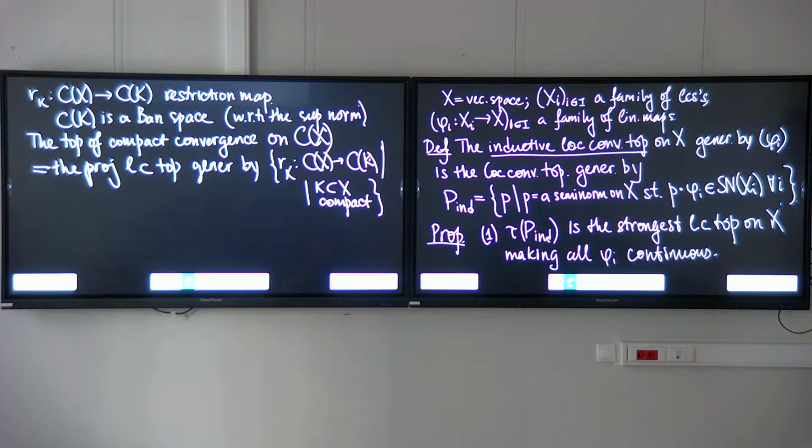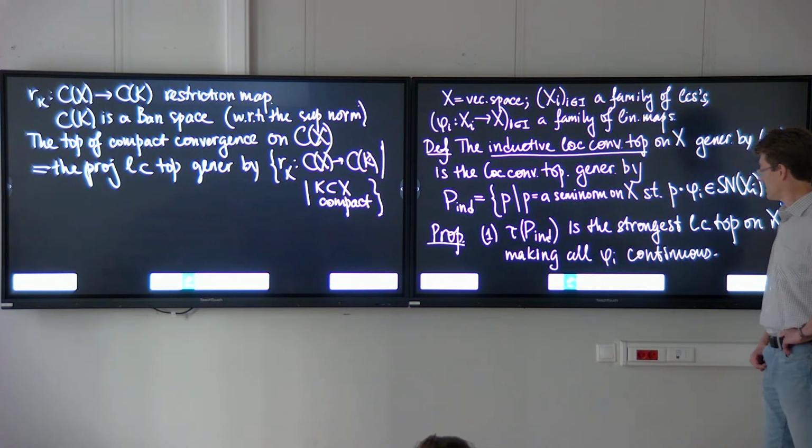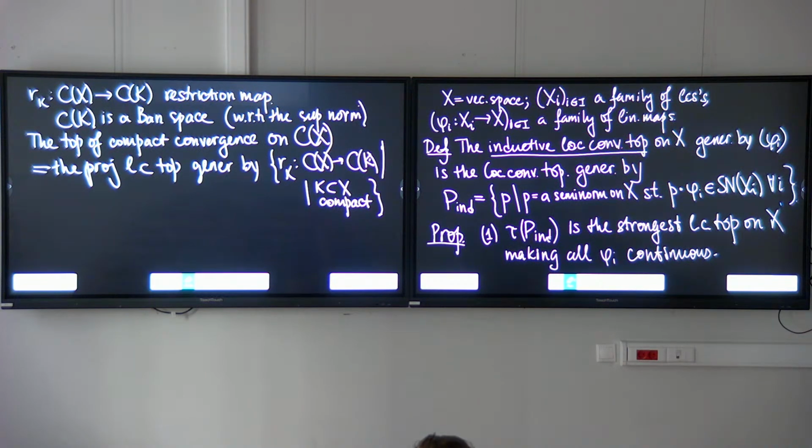But if you now compare this situation with the projective locally convex topology, we see an essential difference. I don't claim that this is the strongest in the class of all topologies. It trivially fails when we put all zeros. And what is much more interesting is that I cannot replace here locally convex topologies by vector space topologies. This is not trivial, but this is true. Some details will be given in the next exercise sheet. But there are some examples showing that if we consider the strongest vector space topology making all the maps phi_i continuous, then in general it will be strictly stronger than the inductive locally convex topology.